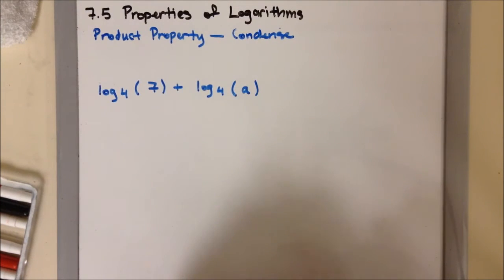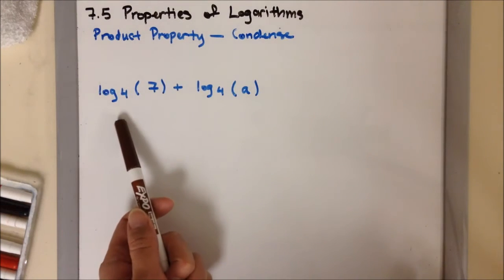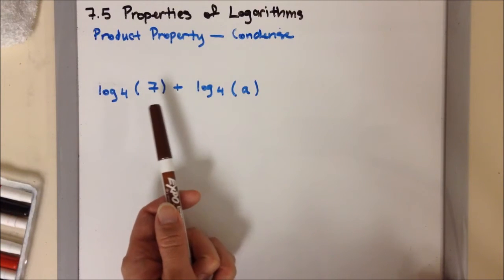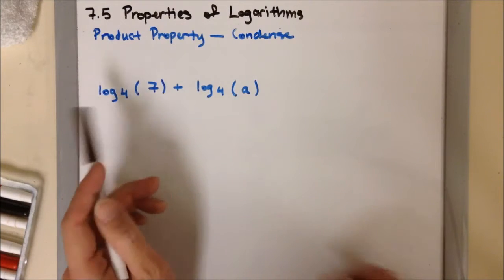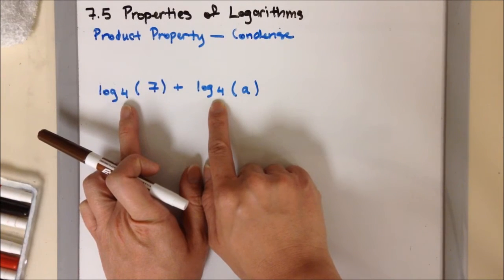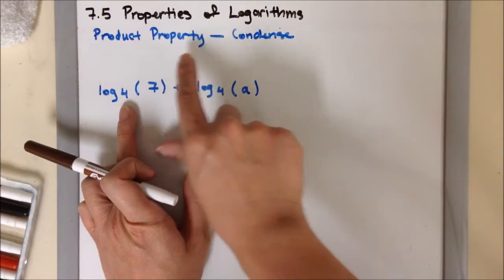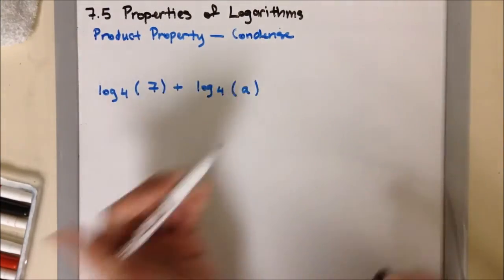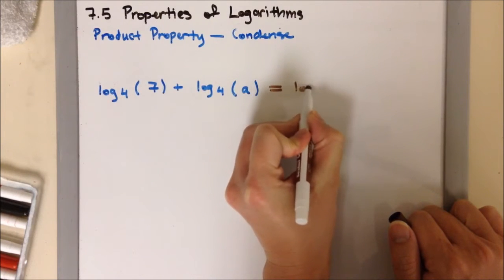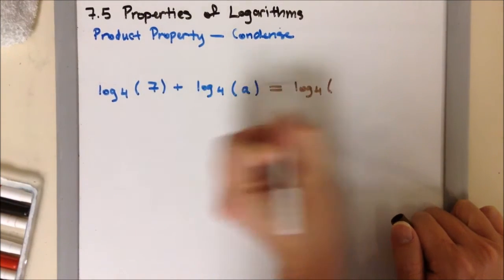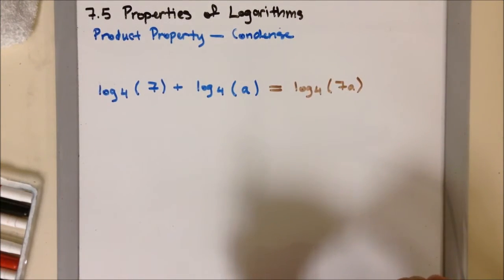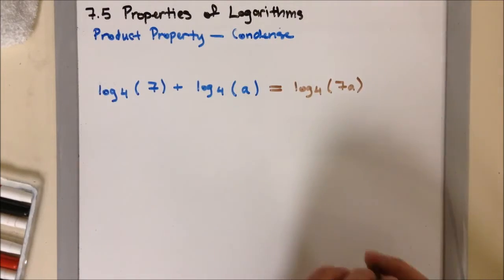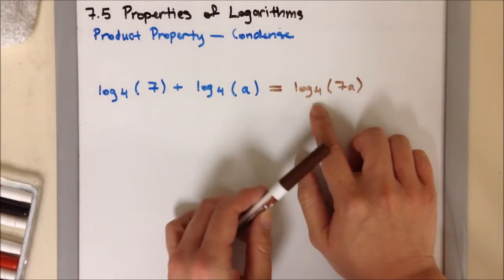Now we're going to talk about condensing into a single log. In our first example, I have log base 4 of 7 plus log base 4 of a. Since we have the same base on both of these logs, I can apply the product property when I'm condensing. So I'm going to write it as a single log, which is log base 4, and then I'm going to write 7 and then a next to each other. And that will be the condensed form.